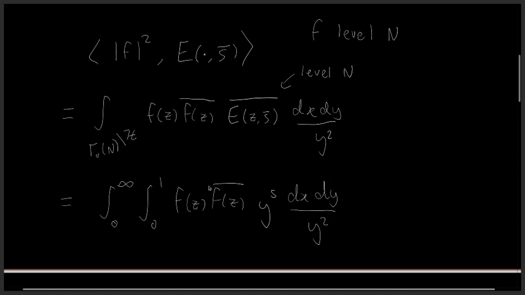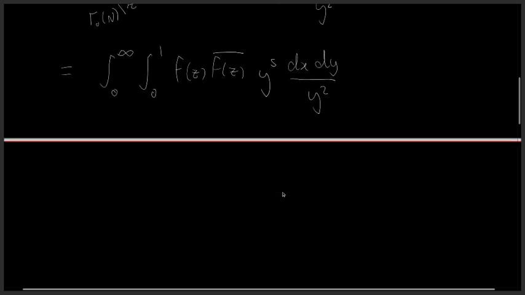And now here we're going to do the same thing that we did in the previous example. We're going to replace both of these f of z's with their Fourier expansions, and then say, okay, what needs to happen if this integral in x is to not vanish? So let's rewrite this inner product here.